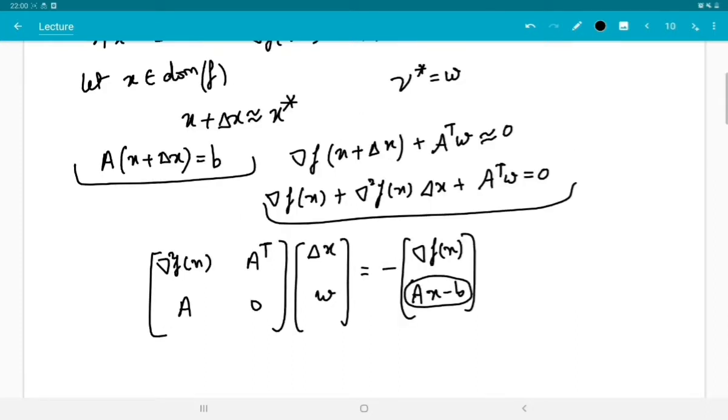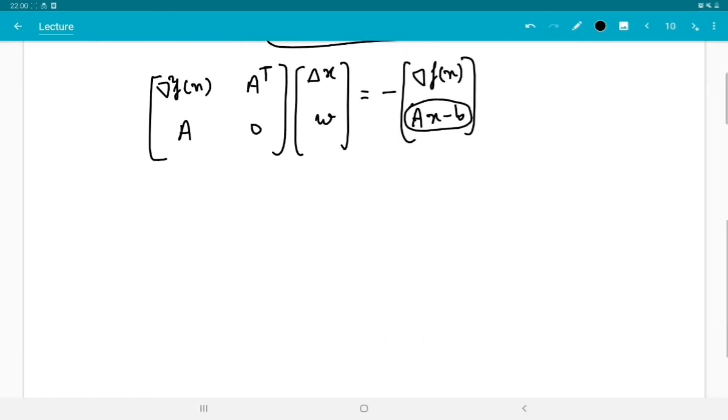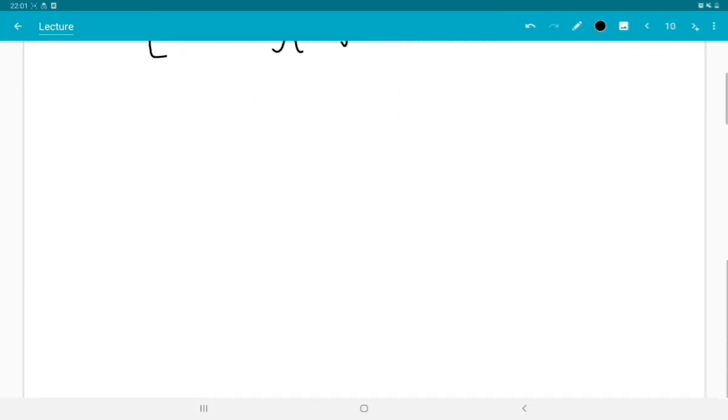The algorithm that we are going to see is a primal dual algorithm. A primal dual algorithm is one in which both the primal variable and the dual variable are updated to reach the optimal point, and that is going to happen here. So the Newton step itself has a primal part and a dual part. Previously the Newton step had only the primal part, the delta x, but now we have a primal part and a dual part.